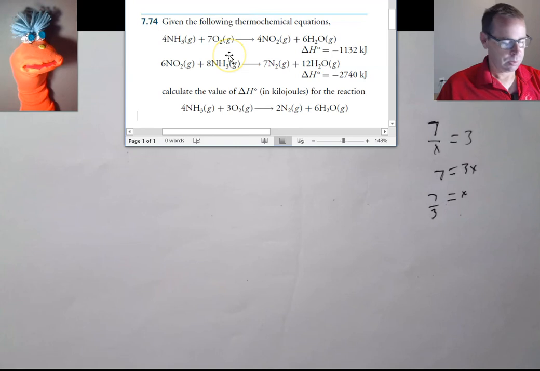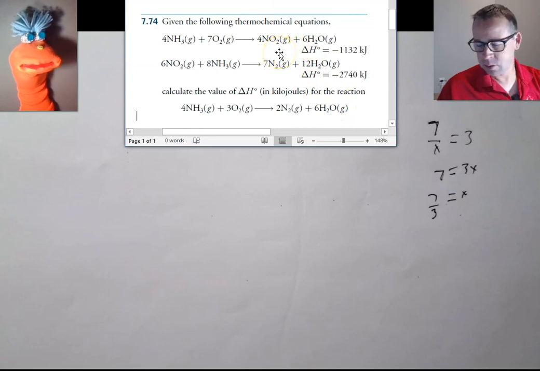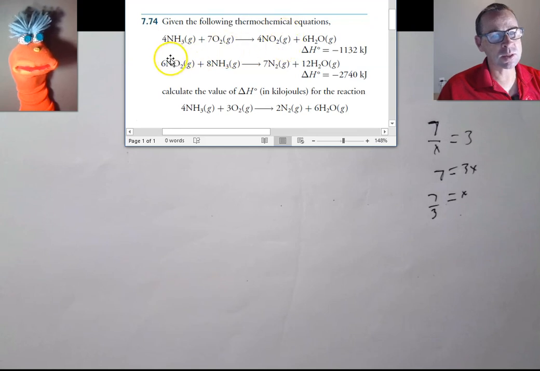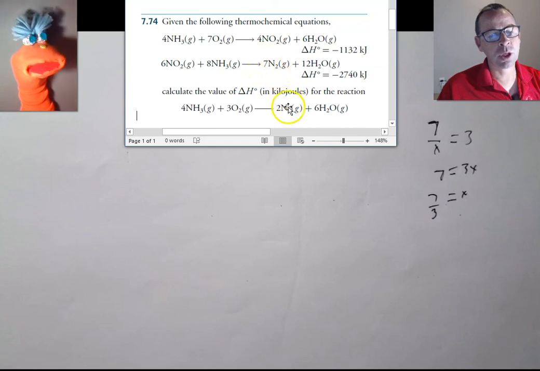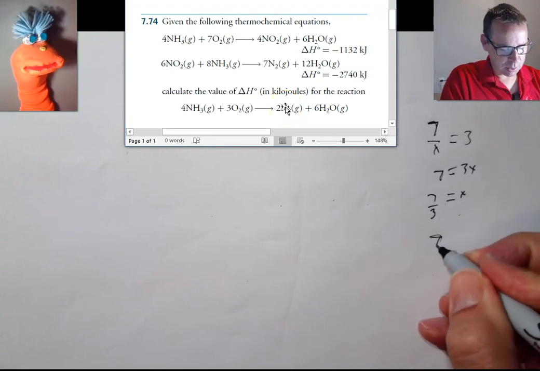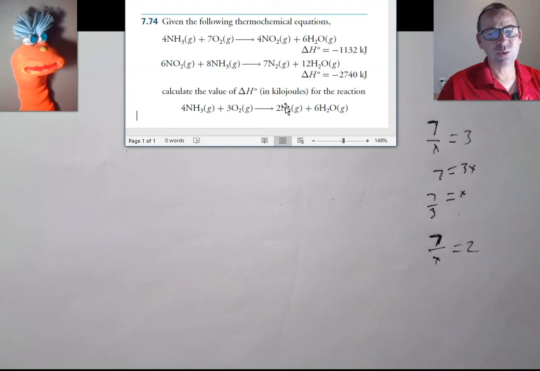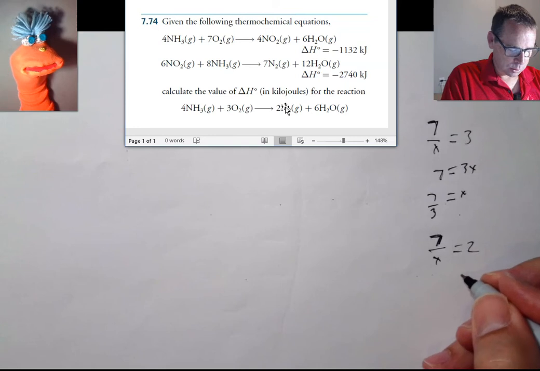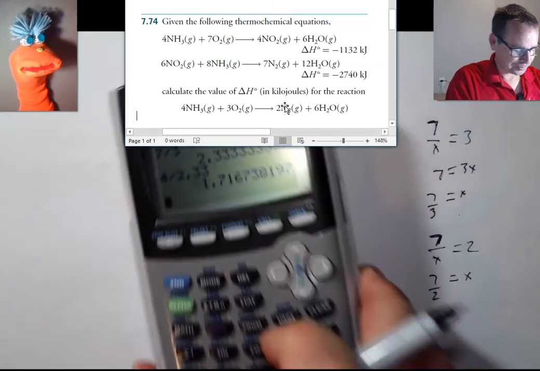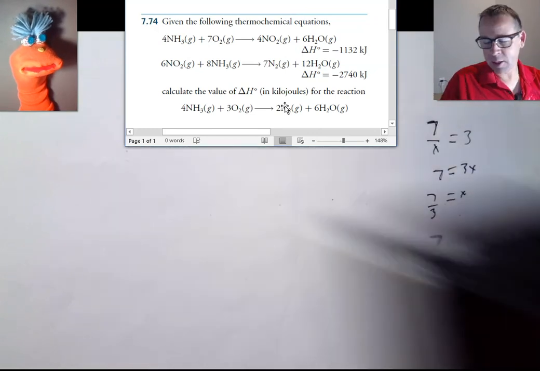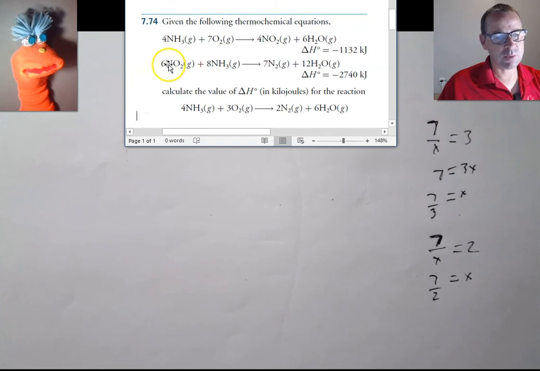Let's take a look at this a little bit. What am I going to need to do with this second one here? Let's try to get some clues. It's the same thing. You have 7 nitrogens, and you need to get that to 2 nitrogens. We could do the same little math: 7 divided by some number, x, equals 2. So x equals 7 divided by 2. That's 3.5.